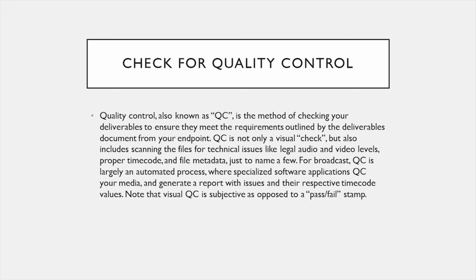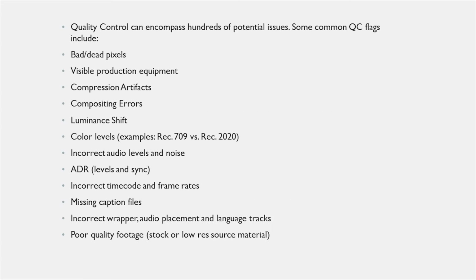Just to name a few. For broadcast, QC is now largely an automatic process where specialized software applications QC your media and generate a report with issues and their respective timecode values. Note that visual QC is subjective, as opposed to a pass or fail stamp. Quality control can encompass hundreds of potential issues.